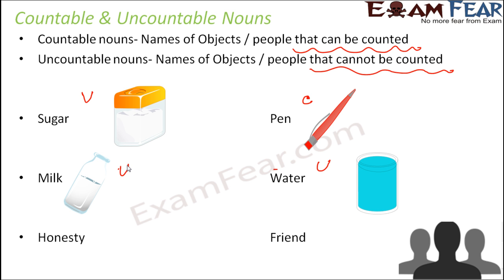Let's look at a few more examples, like honesty and friend. So honesty, what is it? It is basically an abstract noun. It is something which doesn't even physically exist in nature. So obviously honesty is an uncountable noun. In fact, most of the abstract nouns are uncountable nouns, because the abstract nouns do not have a concrete presence and therefore there is no scope to count them.